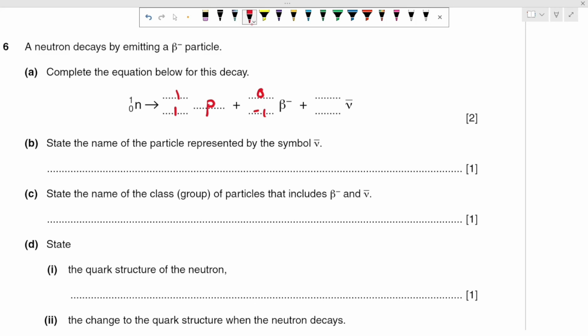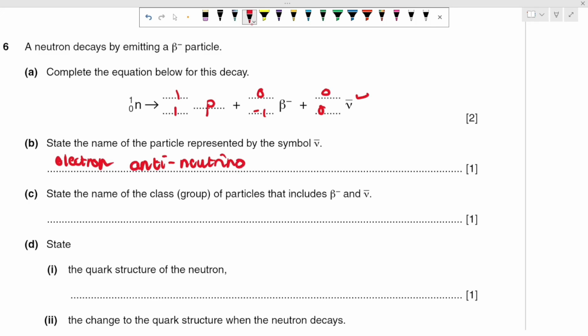And then the electron neutrino has a mass of 0, and it's neither a nucleon nor anything like that, so it's going to have 0. So we've conserved everything. 1 minus 1 is 0. 0 plus 0 is 0. Yes. 1 plus 0 plus 0. Yes. So the name of the particle represented by this symbol is known as an electron anti-neutrino.